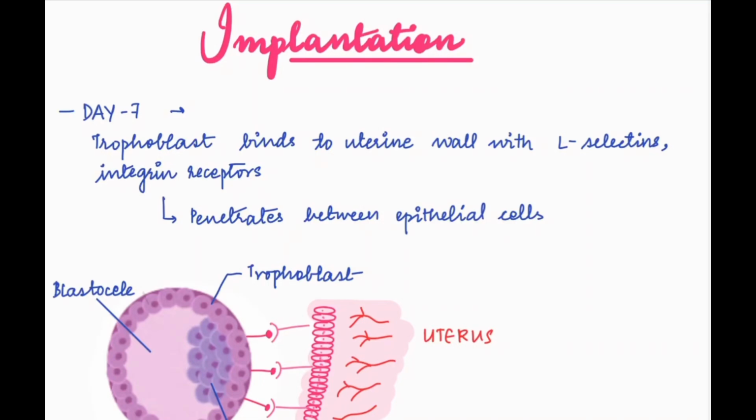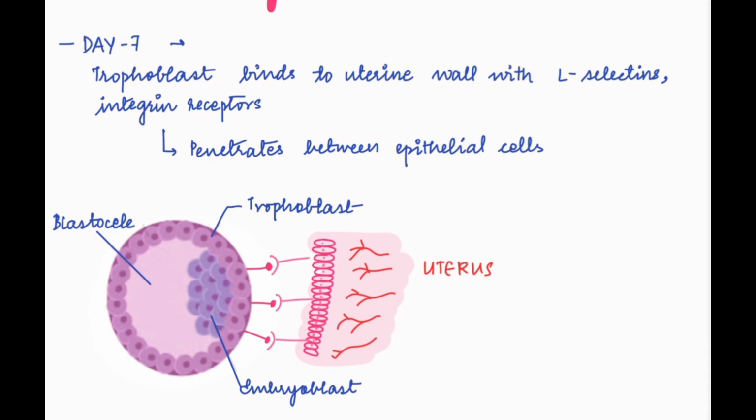What exactly is implantation though? Implantation is when a fertilized egg or an embryo attaches itself to the lining of the uterus, or you can call it the uterine wall, and it starts growing to develop into a fetus or a baby. This process generally starts around day 7. So what happens is the trophoblast binds to the uterine wall with L-selectins and integrin receptors and penetrates between the epithelial cells.